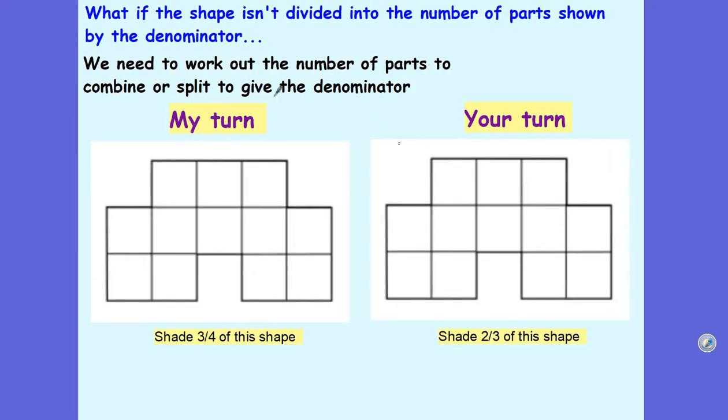Okay, but sometimes when we're shading a shape, it's not going to be divided into the number of parts shown by the denominator. And we need to work out how many we need to combine or split to give the denominator. Essentially, we've got a shape with loads of parts in it. I want to shade 3/4 of it. So the best thing I can do is split it into a set of 4 equal parts. So I've got 1, 2, 3, 4, 5, 6, 7, 8, 9, 10, 11, 12 squares altogether.